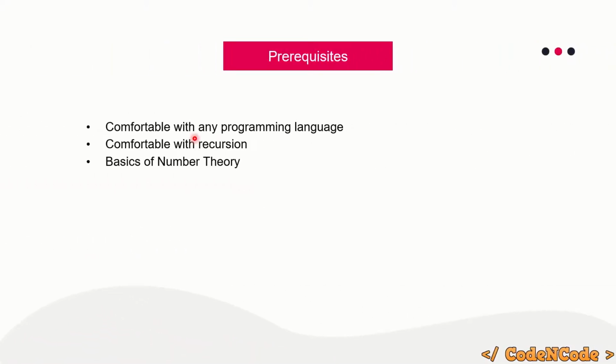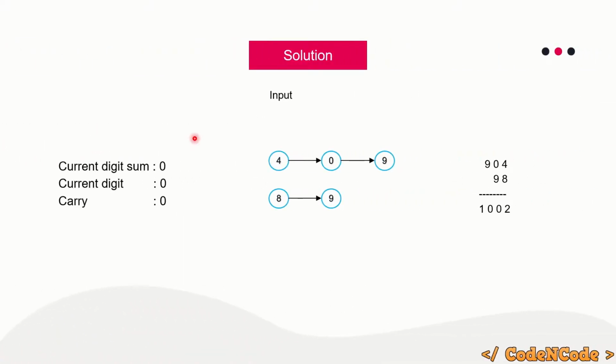So what are the prerequisites? Nothing much. You should be comfortable with any one programming language. Then you should know recursion and how it works, and also basics of number theory, not more than that. These are the only prerequisites required. How will we solve this problem? The example that I'm taking covers almost every edge case, so we'll be covering this test case and I'll explain how the solution of this problem works.